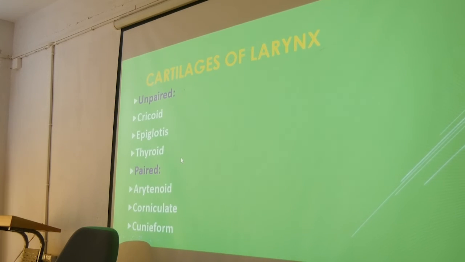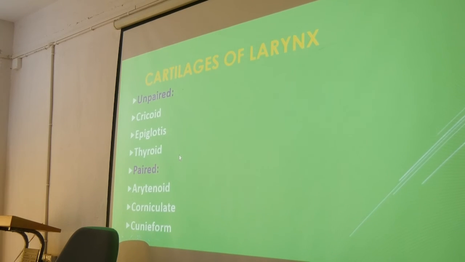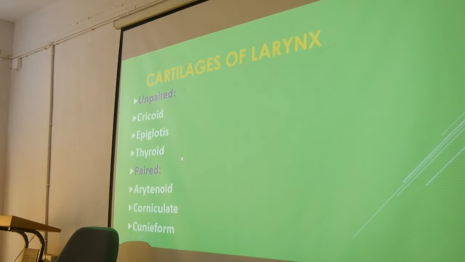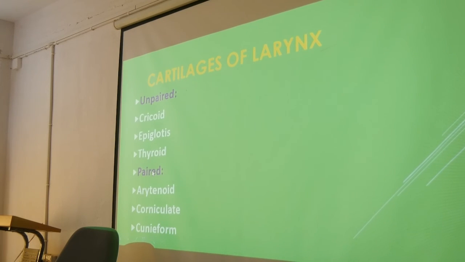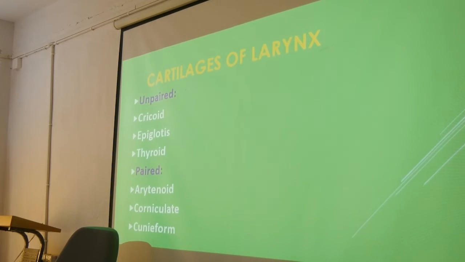How do you remember? E and C look the same, small letter E and C are the same. So epiglottis, corniculate and cuneiform, these are the elastic. Okay.